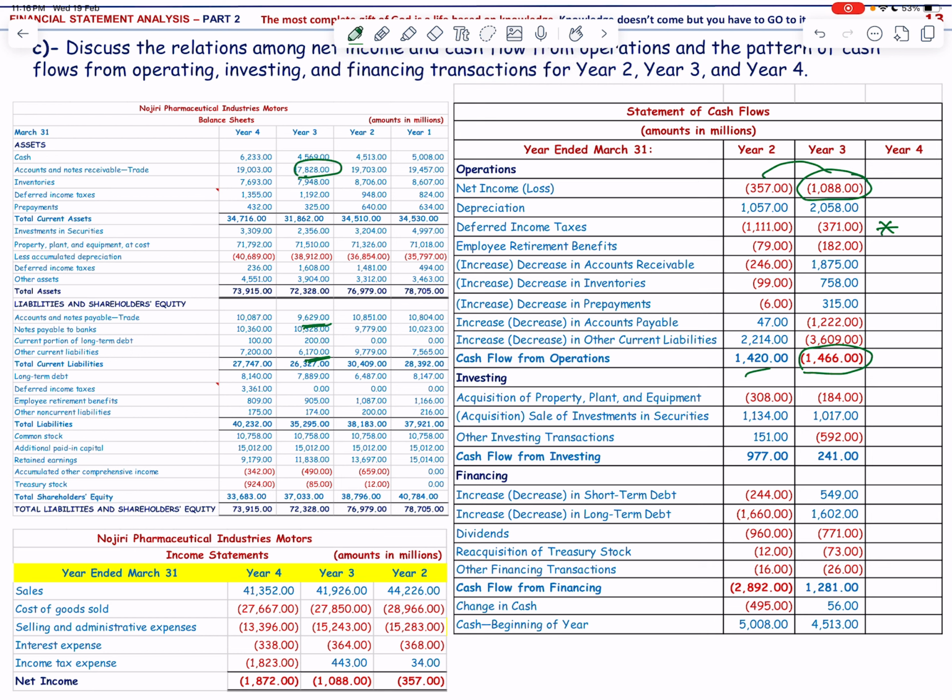Accounts and notes receivable over here. And even they have, you look into the inventories, they have reduced the inventories as well. And this was obviously going to contribute positively to the operational cash flow. Now, at the same time, look at the depreciation. The depreciation has also increased. And the increase in depreciation, which is a non cash expense, this has helped as well.